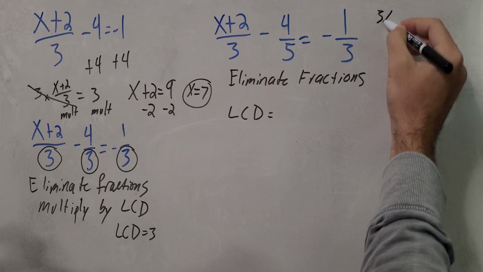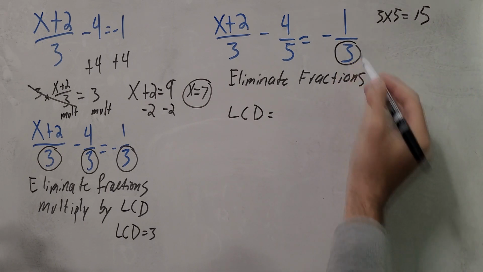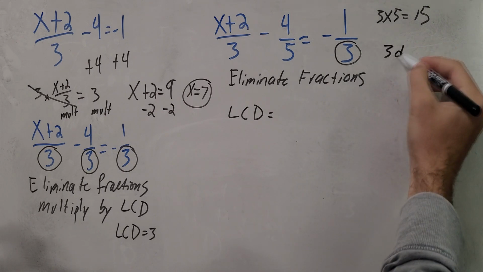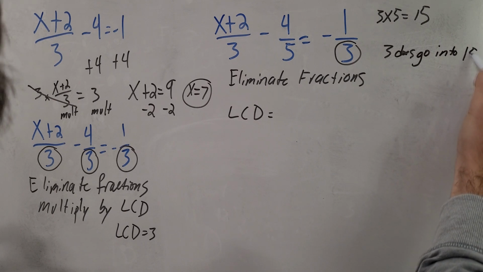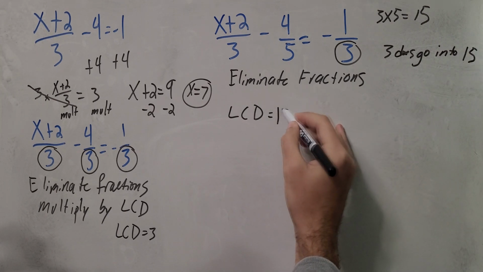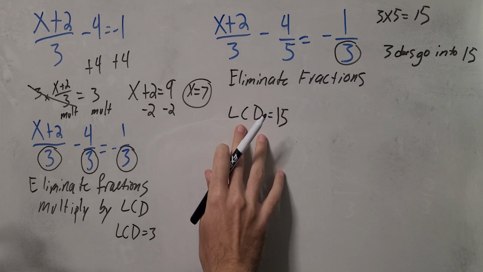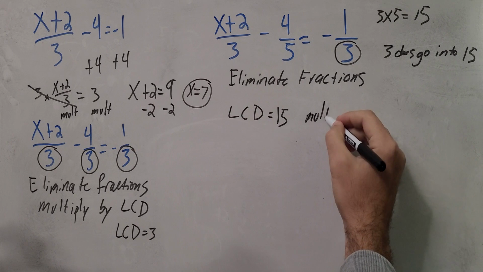So we could do 3 times 5. We know that that's 15. And also our other denominator is also 3. So 3 does go into 15. Alright, so we can identify that 15 is our least common denominator. Continuing with this, we want to multiply that across.